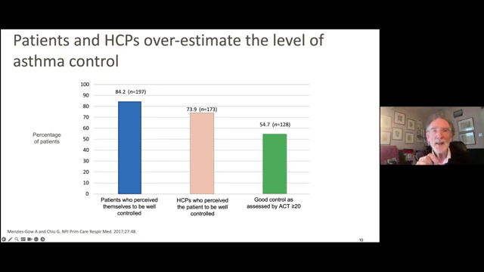In the middle, in pink, is the physician's judgment of the patient's asthma control, the same patients, physicians judging their own patient's asthma control. You can see that the physicians were a bit better at judging control. They rated the number of patients with good control to be lower than the patients themselves. But on the right-hand side, there is a validated measure of asthma control, the ACT. And you can see that both patient and physician overestimate the level of control that the patient has. In fact, about half of the patients were under controlled.